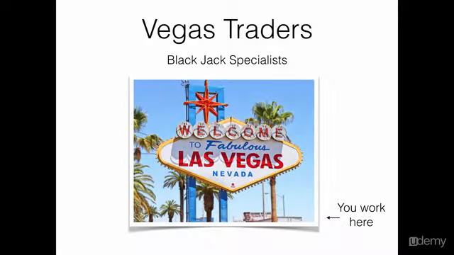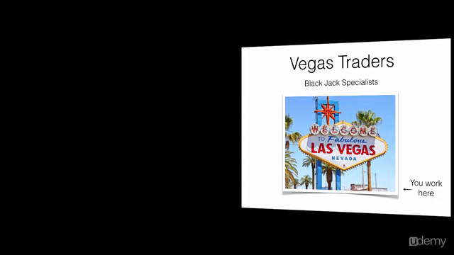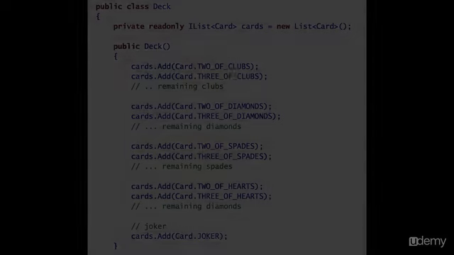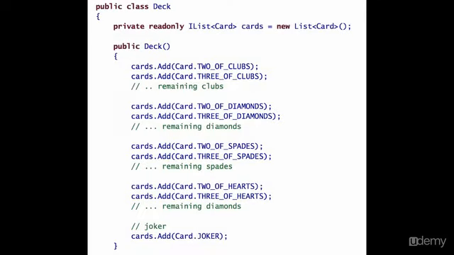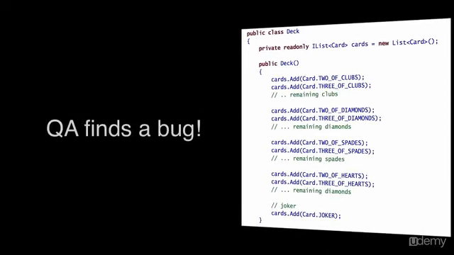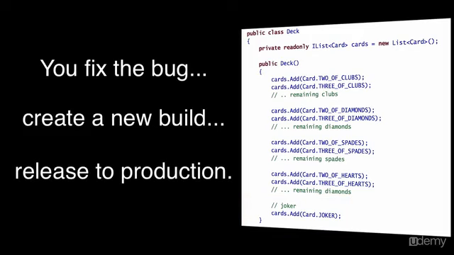Welcome to Vegas! You lucky dog, you just joined a team of software developers building a new blackjack simulator. And your first task is to design a deck of cards. Here's your first cut of the code in C# for a full deck of cards. Now, after writing this class, you make it through peer review, everything looks good, and just before you're set to roll into production, QA finds a bug. There's no joker card in a blackjack deck. You fix the bug, give QA a new build, and release it into production.